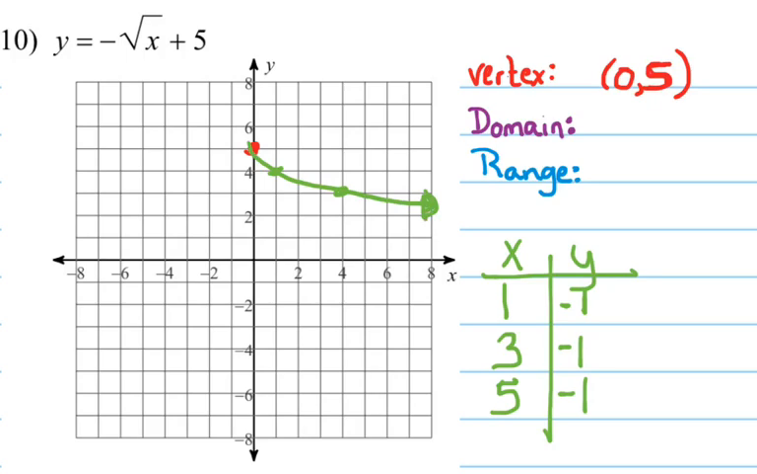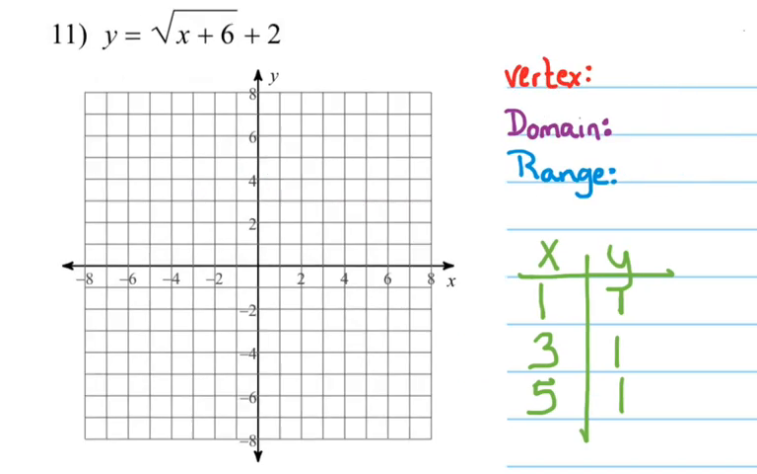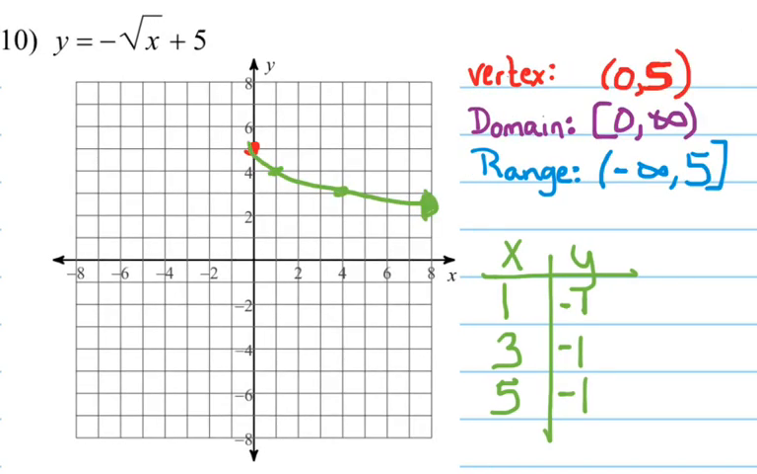Now let's identify our domain and range. Domain, farthest left is 0, comma, farthest right is infinity. Range, lowest, well, that's where my arrow is. That's going to be negative infinity, comma, my highest, which is 5. Give you a second to write that down.